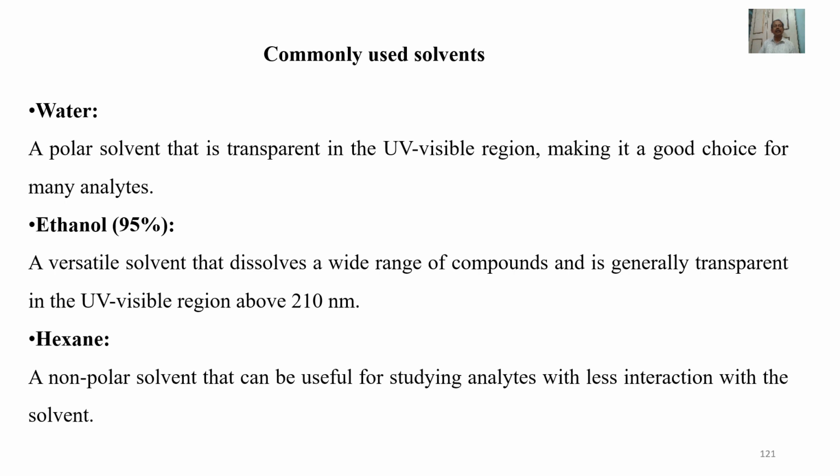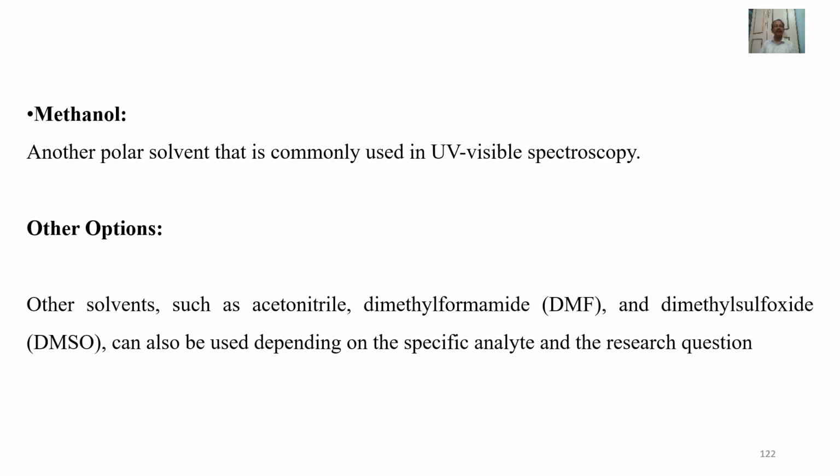Commonly used solvents. Water. A polar solvent that is transparent in the UV visible region, making it a good choice for many analytes. Ethanol. A versatile solvent that dissolves a wide range of compounds and is generally transparent in the UV visible region above 210 nanometer. Hexane, a nonpolar solvent that can be useful for studying analytes with less interaction with the solvent. Methanol, another polar solvent that is commonly used in UV visible spectroscopy.